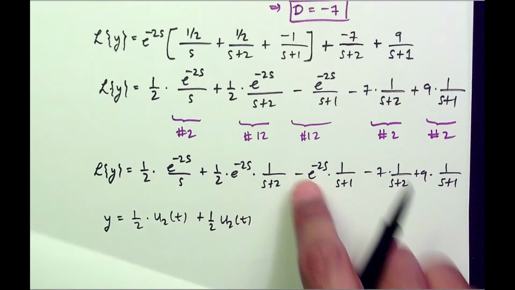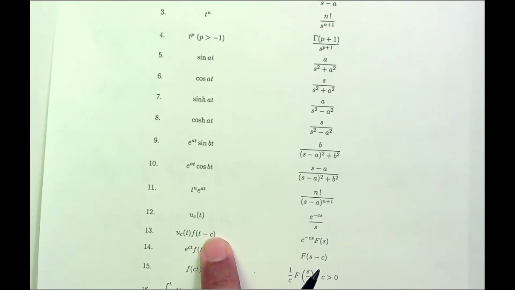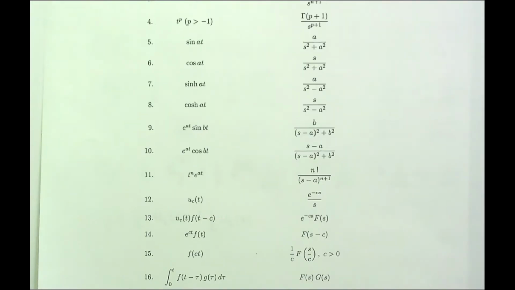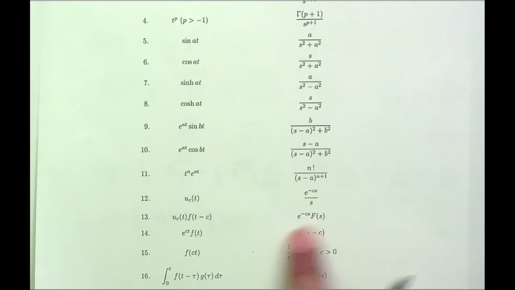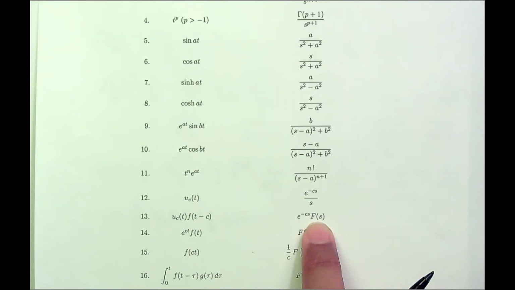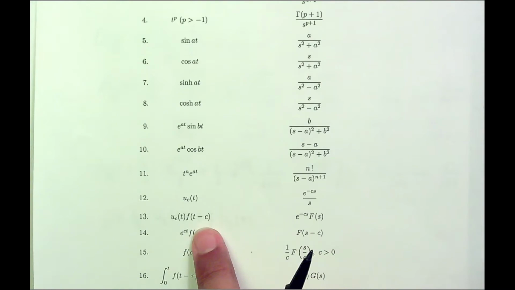So that means I need to find the inverse Laplace of this and evaluate it not at t, but evaluate it at t minus c. Okay, this is tricky. You have to practice this. So I'm trying to invert something that looks like this. So it's going to be the Laplace inverse of this function, which is little f, but not evaluated at t, evaluated at t minus c.